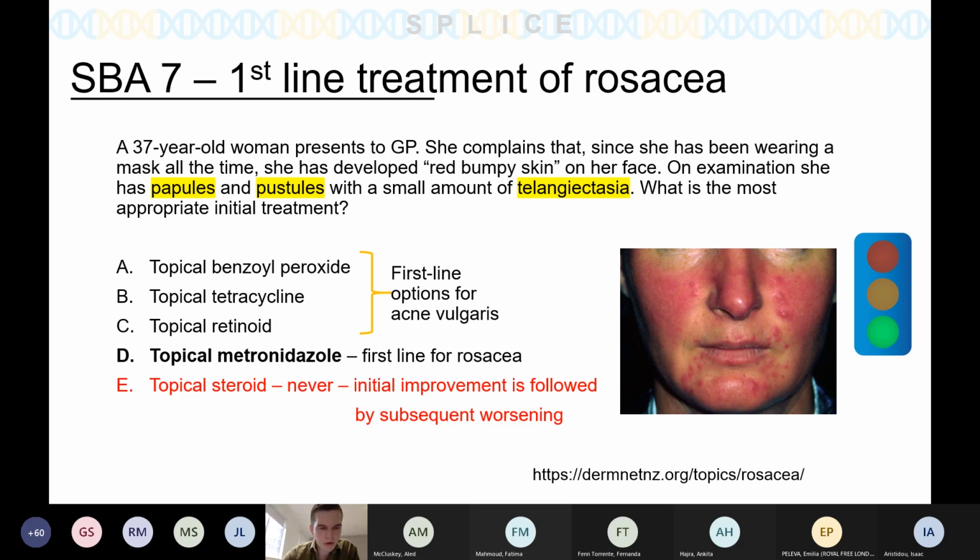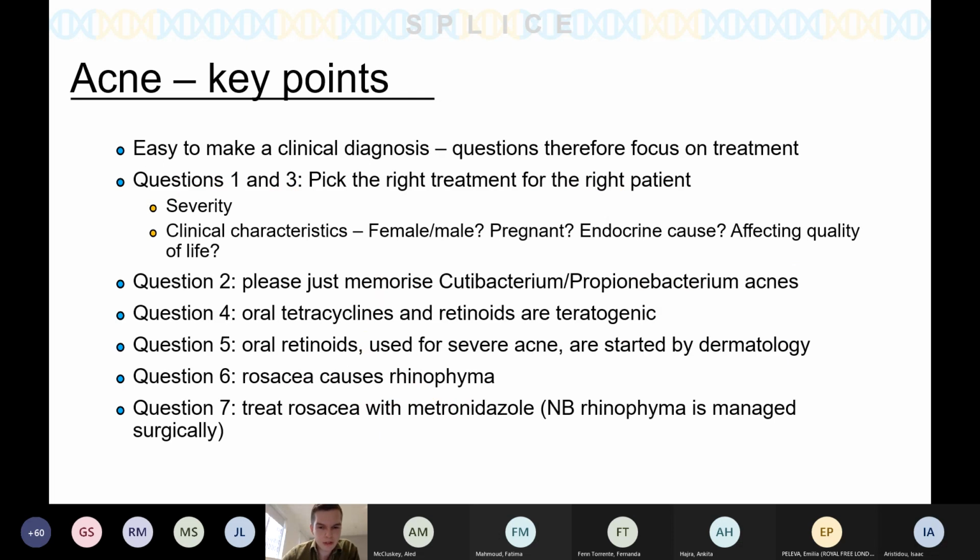And then if we move on, this is a new feature I'm going to have in the lectures. It's like a recap relating to the topics. So the key points to take away regarding acne are it's easy to diagnose, so you won't get any points for that in the exam. It's more about getting the correct treatment. So questions 1 to 3 address that. Consider the patient. Are they male, female, pregnant, non-pregnant? Have they got idiopathic acne or acne related to raised androgens? Just remember that bacterium as well. It might get you an easy mark in the exam, fingers crossed.